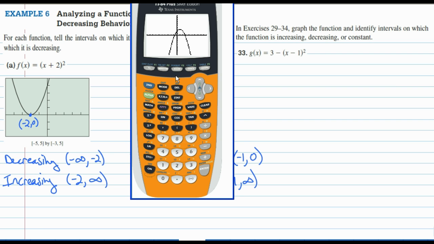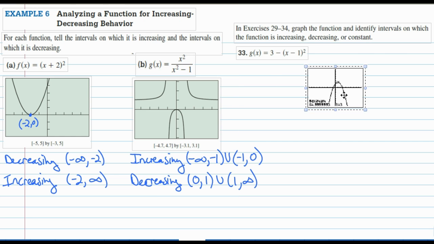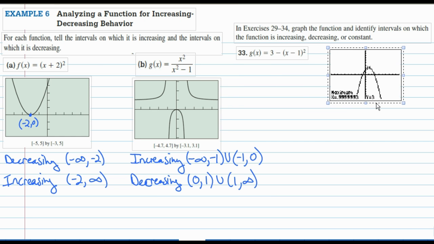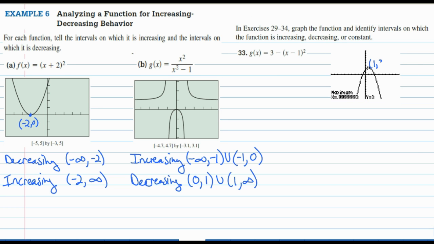That value looks like a maximum to me, so I'm going to go second calc maximum. It asks me for a left bound, so I have to go to the left of the maximum, hit enter. Now it's asking me for a right bound. I'm going to go to the right of the maximum. You don't have to go too far, just a little bit. And then it asks me for a guess, so I'm going to go right where I think the maximum is. Now I know my calculator gives me that 0.999999, but it is 1 comma 3, and I know that because 1 minus 1 is 0 squared, and then 3 minus 0 is 3. So the maximum happens there at 1 comma 3.